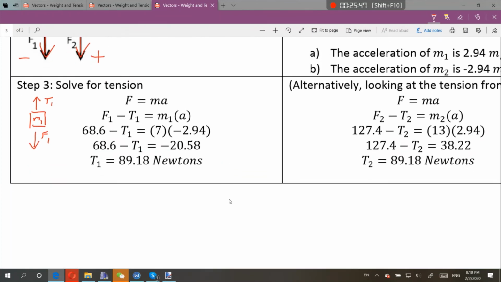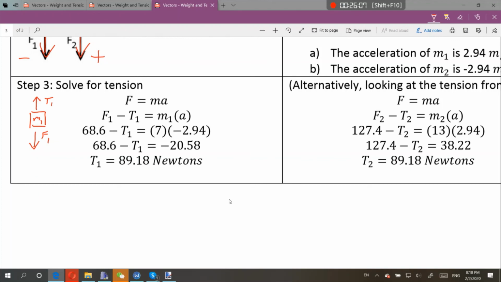That acceleration is going to be acting in the direction that is opposite to this gravitational force. So if I say the weight of this mass is 68.6, then its tension is opposing the weight and its acceleration is opposing the weight. So that'll make my signs look like this.